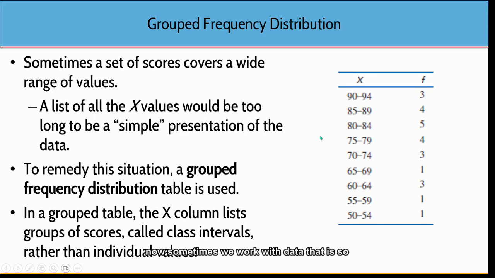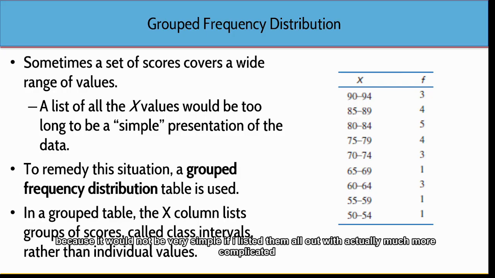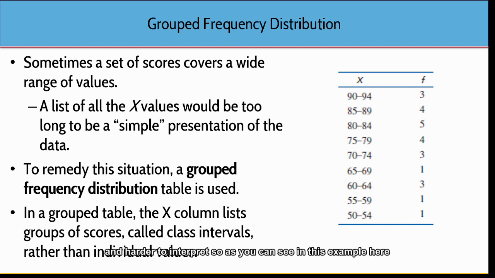Now, sometimes we work with data that is so wide in its range that we need a better way to present it for our audience to be able to understand. So we might present this as what's called a group frequency distribution. And that remedies us listing out all those X values, because it would not be very simple if I listed them all out. It would actually be much more complicated and harder to interpret.